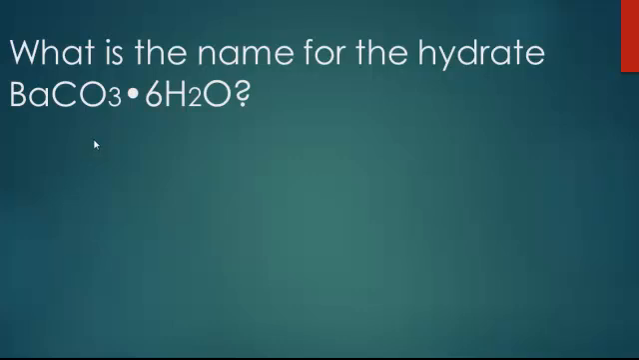Okay, so this next one, BaCO3 times 6H2O. Well, Ba is barium, and CO3 is carbonate. So it's barium carbonate. And there's a 6 in front of the water, so 6 is hexa. And then hydrate. So barium carbonate hexahydrate.